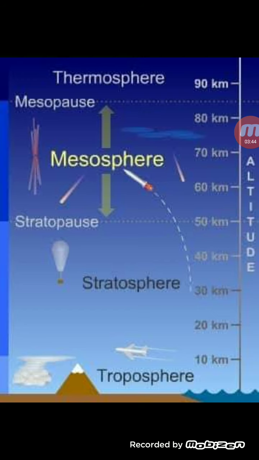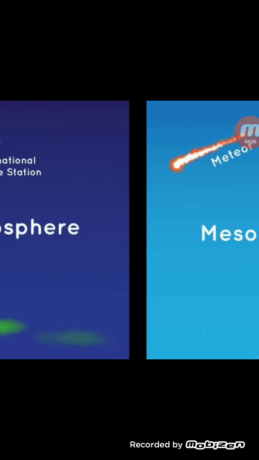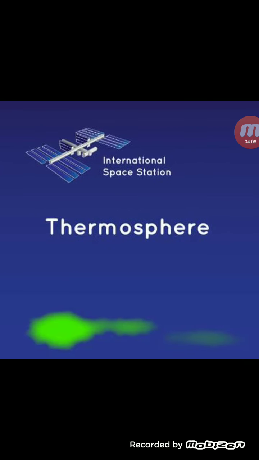Meteors, rock fragments traveling in space, burn up when they pass through this part of atmosphere. Some survive their journey through atmosphere and strike the surface of the earth. They are called meteorites. The upper limit of mesosphere is called mesopause.